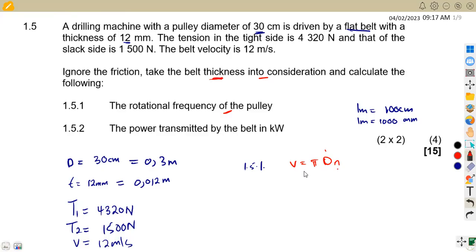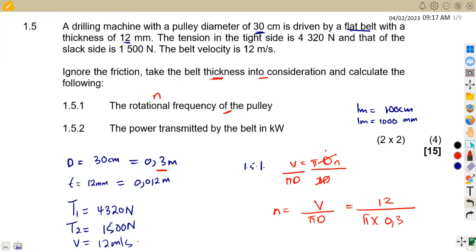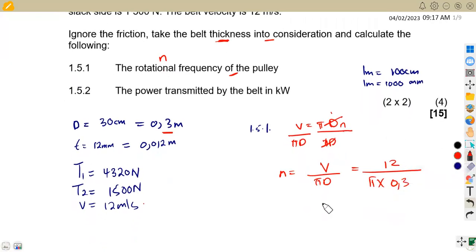So we can actually substitute our information as we are given and calculate the value of N, or we can just make N the subject since we are supposed to calculate the rotational frequency, which is N. So if we divide by pi D both sides, that means N is going to be equivalent to V over pi D. So we can substitute our V, which is the velocity in meters per second of 12, divide by pi times the diameter. Make sure that the diameter is in meters. So that's 0.3. Okay, so we are going to have our final value for N in revs per second, which is 12.274 revs per second. So this is what you're going to have.